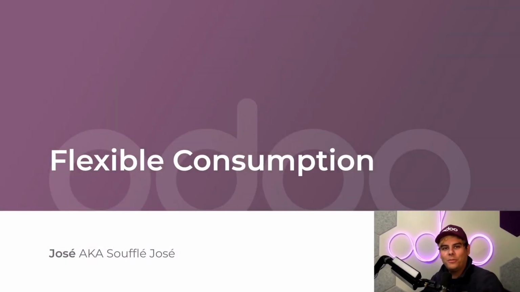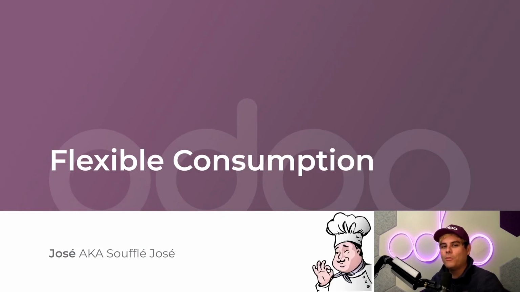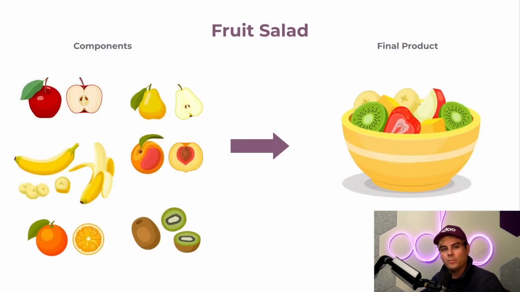All right, bonjour, Odooers. Now, in some industries, it's common to consume more or fewer components than what is defined on the bill of materials. Now, this kind of flexible consumption is prevalent in industries such as food and beverage, where usage depends on a variety of factors. Now, let's say you're making a fruit salad.